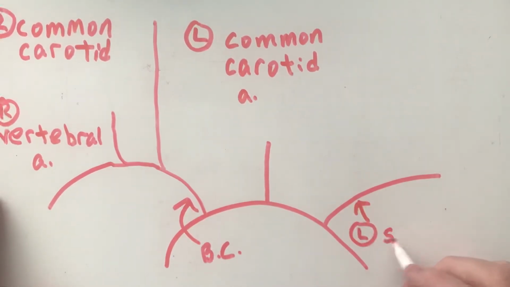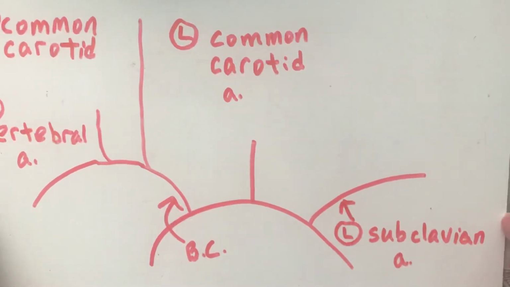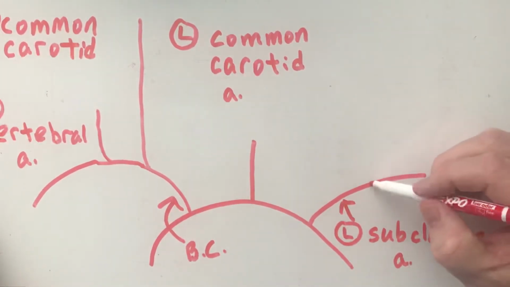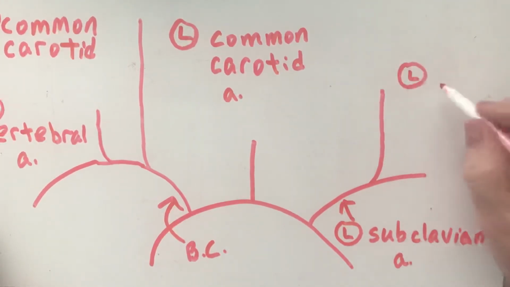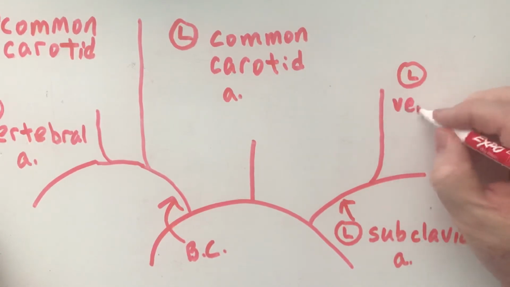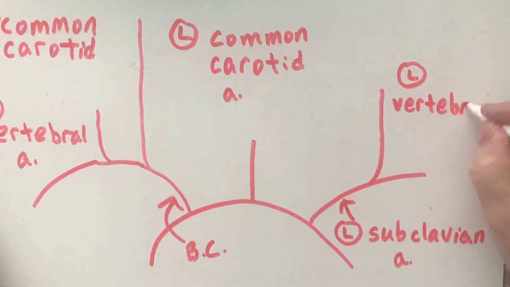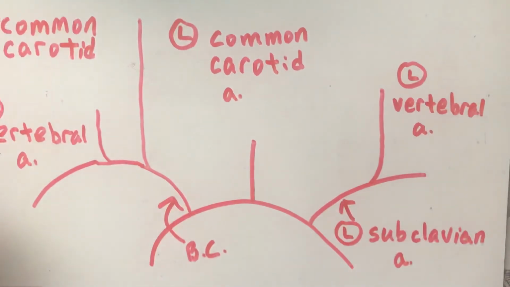All right, so on this side, I have my left subclavian. Okay, so we have our left subclavian artery over here. And coming off my left subclavian artery, I had my left vertebral artery. I'm going to write that underneath because I have more room. Vertebral artery.